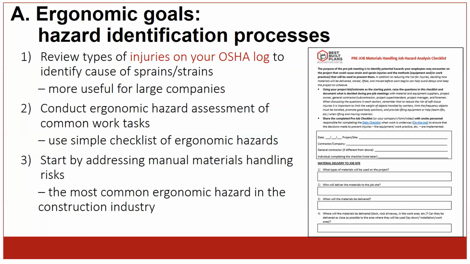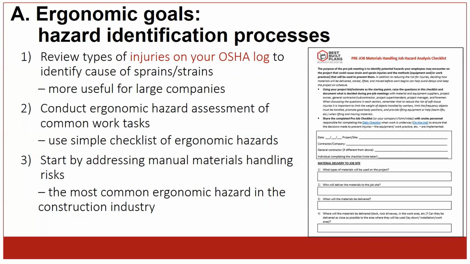Another approach is to conduct an ergonomic hazard assessment of common work tasks. An ergonomic hazards checklist can help. This simple checklist asks you to list the common work tasks, identify ergonomic hazards in each task, and then prioritize the list of hazards to address the highest risk task first. This method is feasible for many companies, but not all.